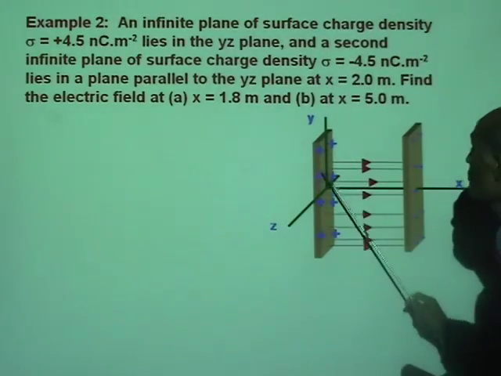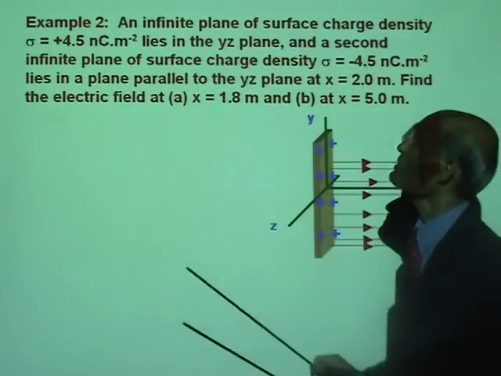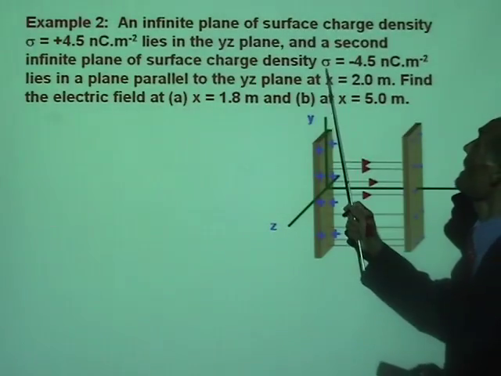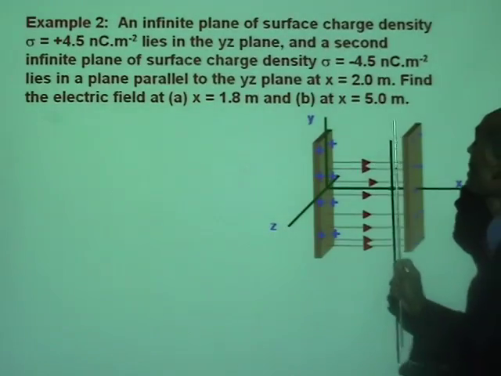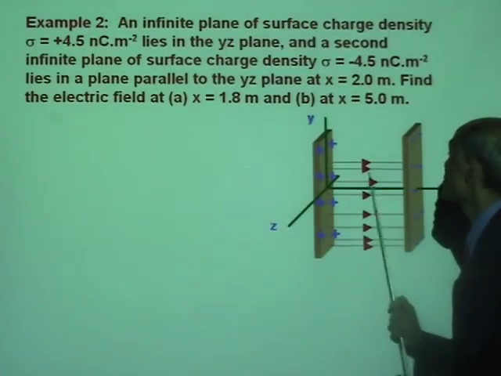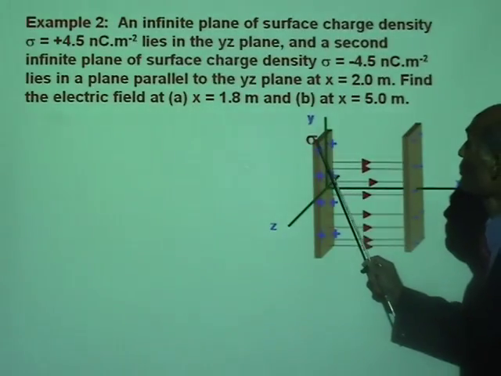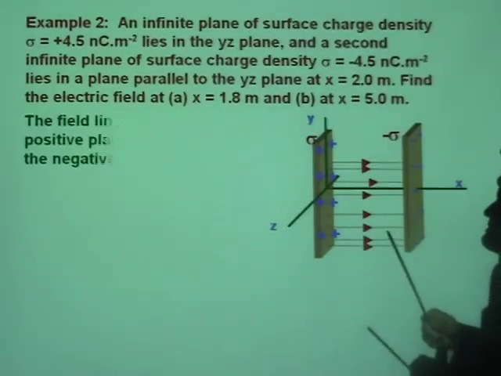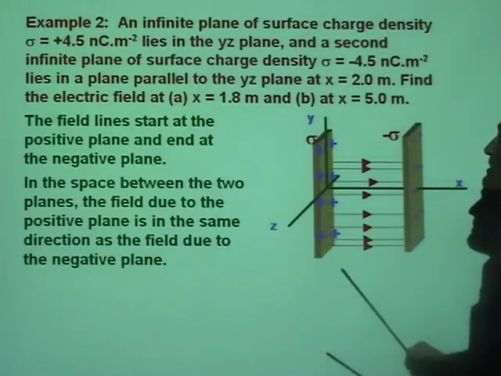Now here's the diagram. This is the first plane, infinite plane of surface charge density positive 4.5 nanocoulomb per meter square, and this is the other plane that has a surface charge density negative 4.5 nanocoulomb per meter square. You know that the electric field will be inside from the positive to the negative. Is that right? Yes. Okay. This has a surface charge density sigma, and this has a surface charge density negative sigma. Now the field lines start at the positive plane and end at the negative plane.